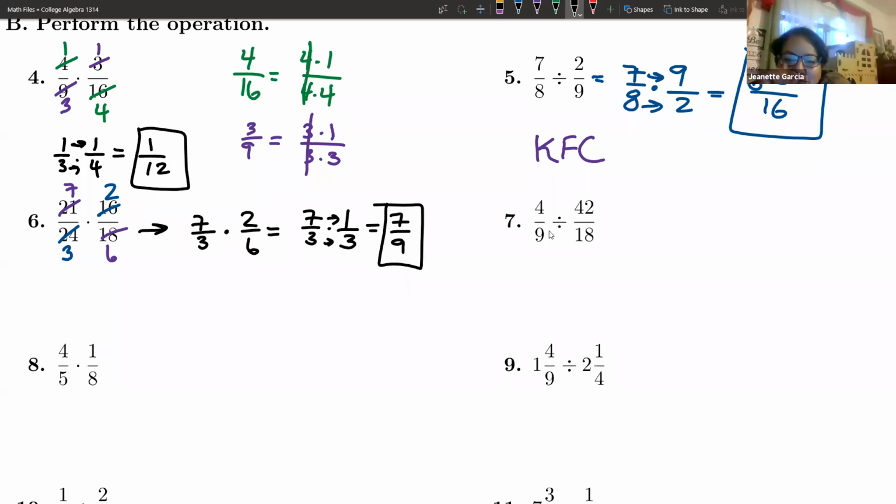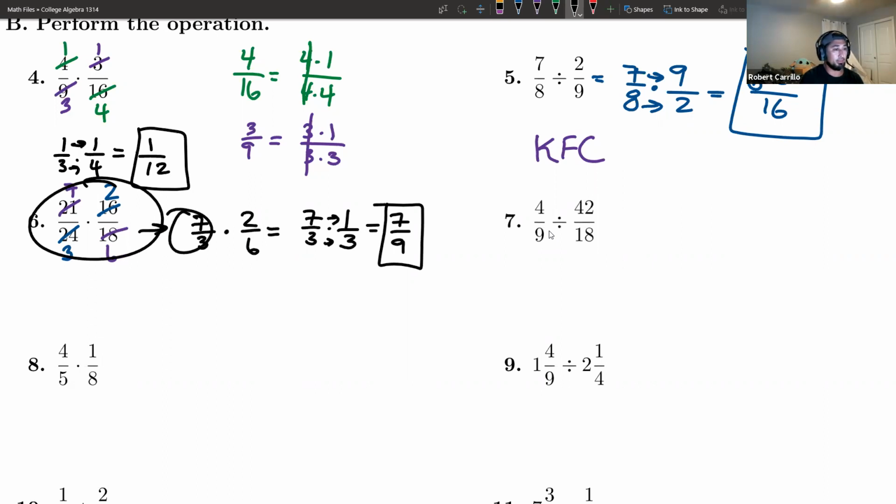Sorry, Professor. Can you show me how you got 7 thirds? I thought we were just going to multiply 7 times 2 across. 7 times 2 across. Mhm. Like from this step to this step. Mm-hmm. Okay, cool.